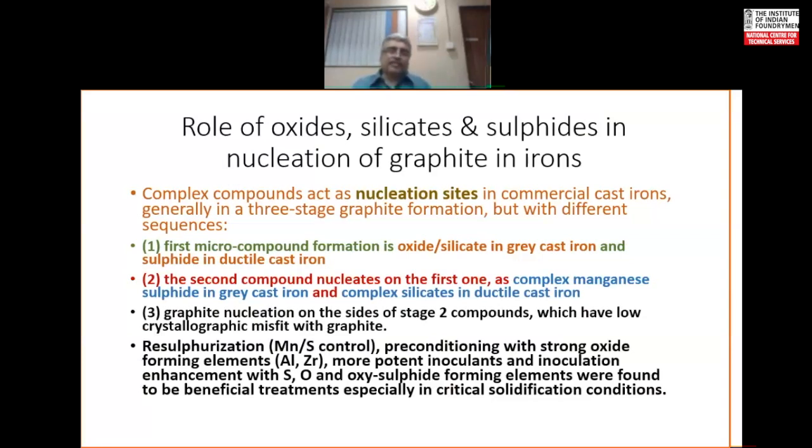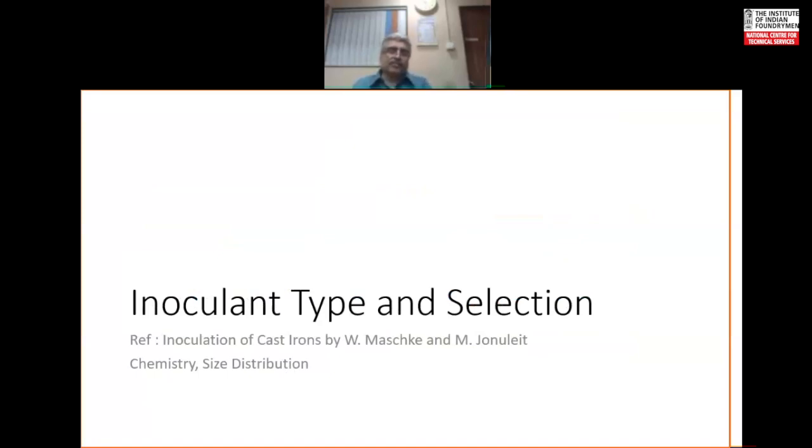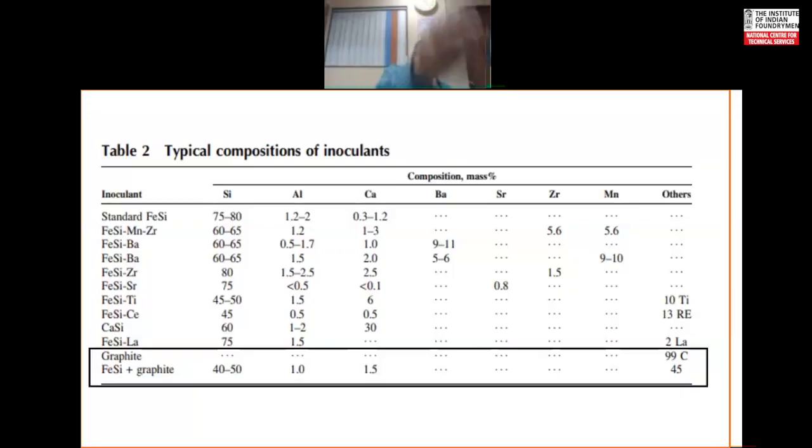Now, what are the inoculant types and how do we go about selecting this? This is picked up from a nice paper on inoculation of cast irons. We can already say that ferroalloys with these kinds of compositions: strontium, barium, cerium, lanthanum, or even calcium silicide, zirconium, manganese zirconium, standard ferrosilicon, but with aluminum and calcium. These are all the ferroalloys which are used for inoculation, and there could be many more, like we said.